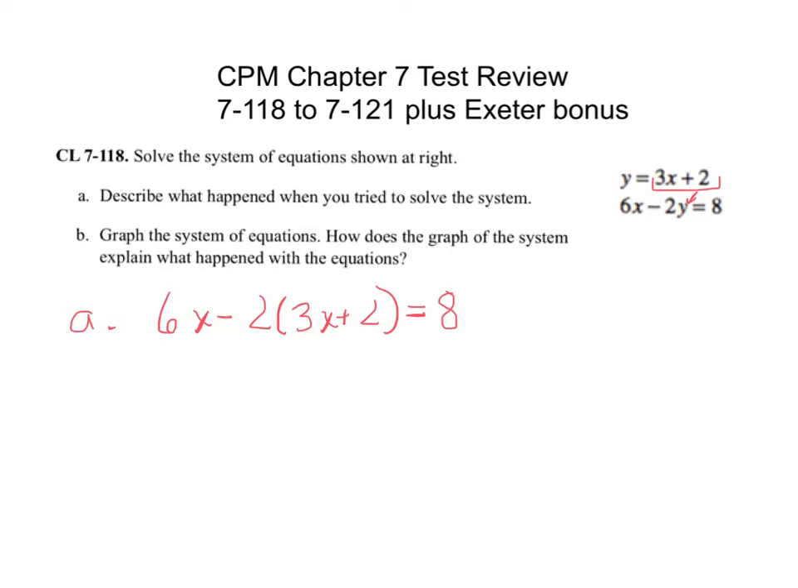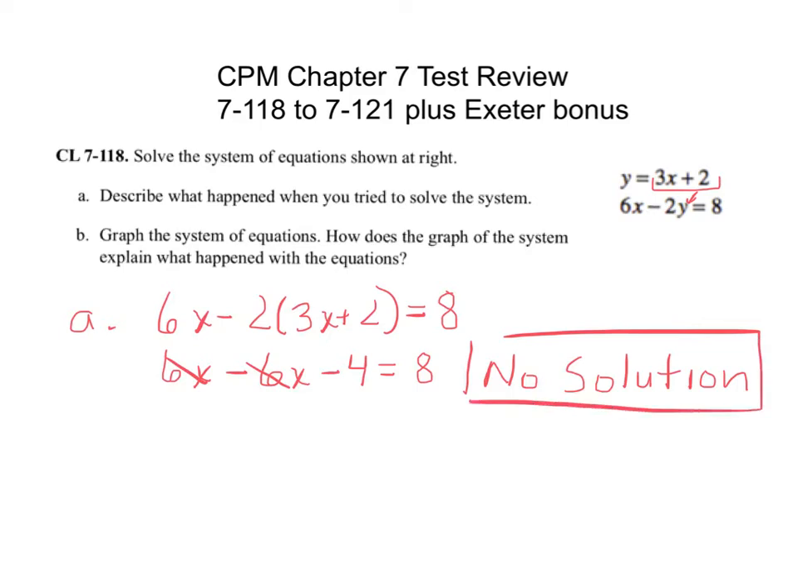Go ahead and simplify that out. 6x, distribute, minus 6x, minus 4 equals 8. Okay, these will cancel. Add to 0. You get negative 4 equals 8, which is not true. So it is a no solution. If you would have ended up with like negative 4 equals negative 4, then it would have been infinite solutions.